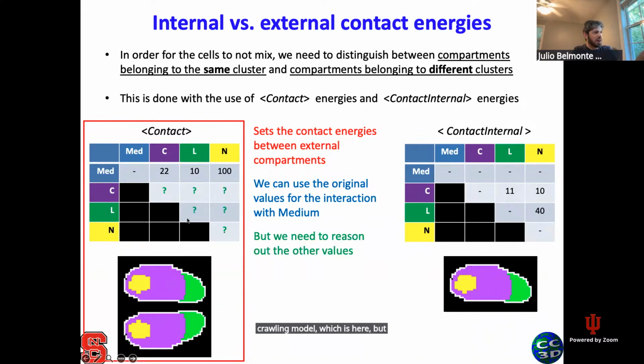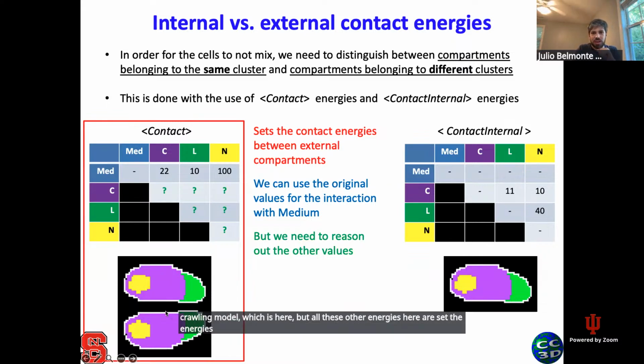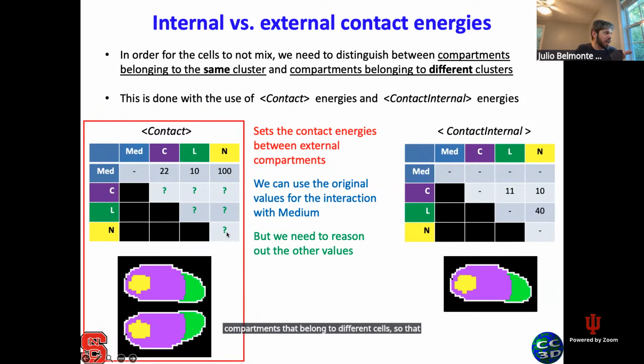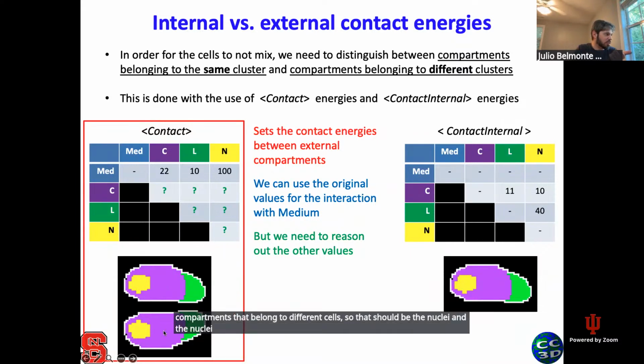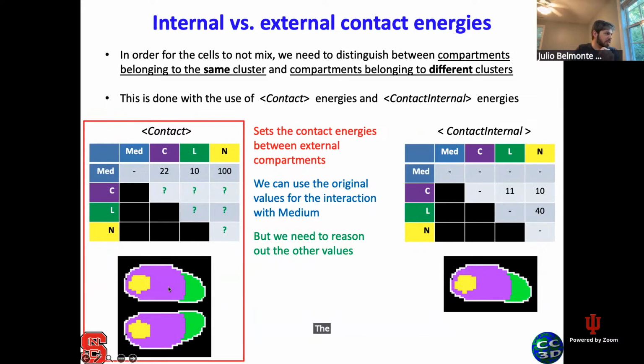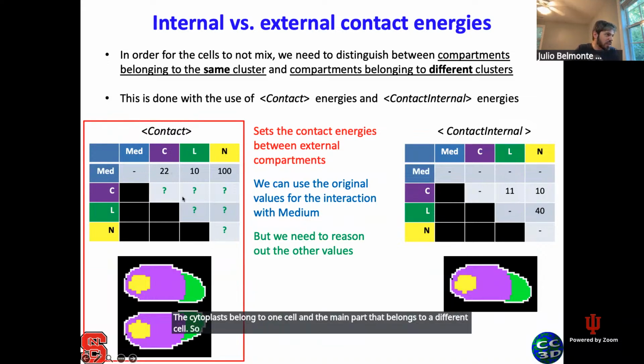But all these other energies here set the energies between compartments that belong to different cells. So that should be the nuclei and the nuclei, the cytoplasm that belongs to one cell and the lamellipodium that belongs to a different cell, and all the cross terms. So this, for example, C and L here is going to be the energy between the cytoplasm that belongs to one cell and the lamellipodium that belongs to a different cell. So this one here you have to choose what values you want to use.